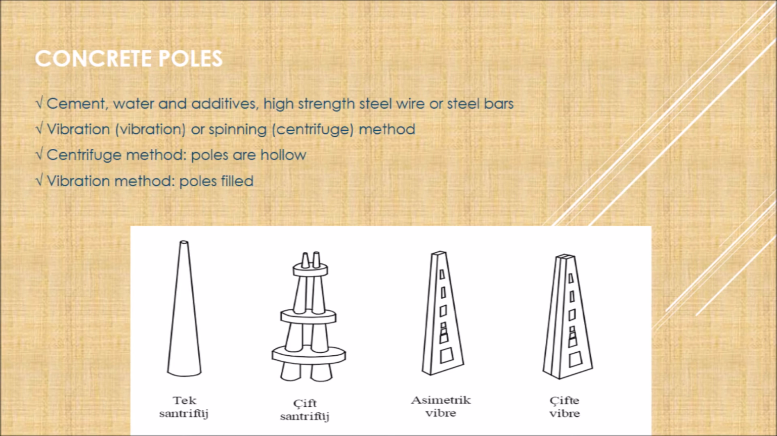The spinning method is used to remove the excess water in the concrete and to obtain a very tight, impermeable concrete. The cross-section of the poles made by this method is circular. Its outer face is smooth.